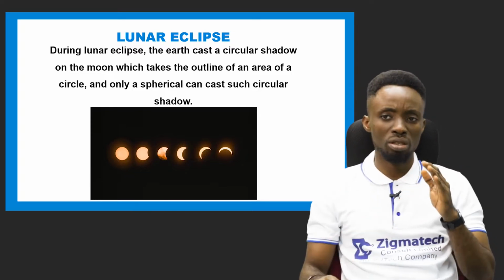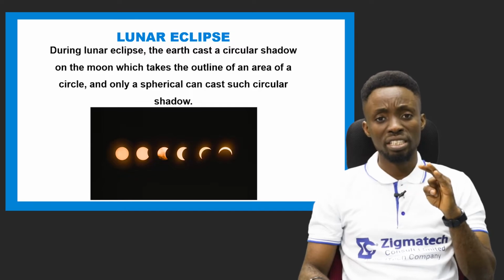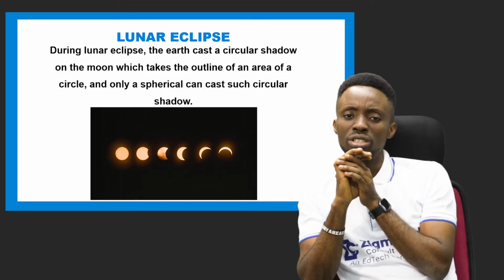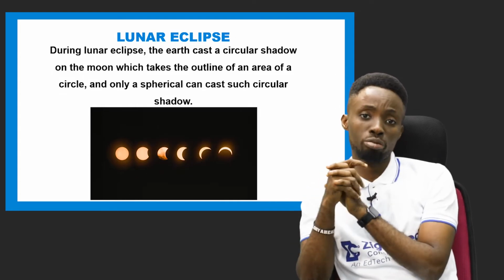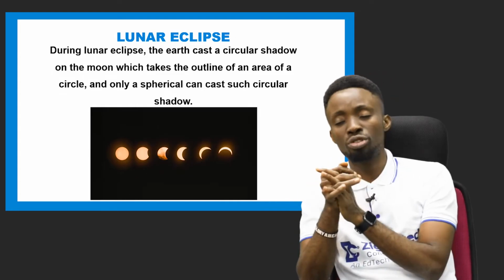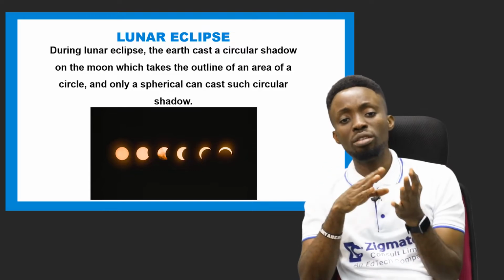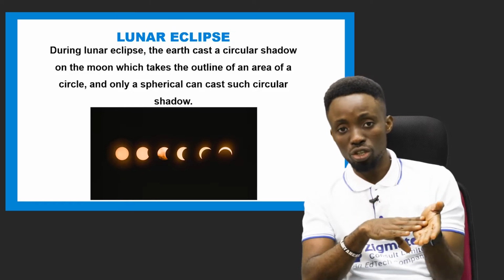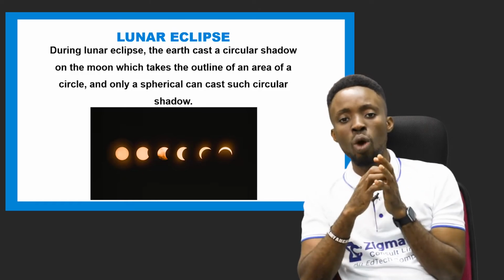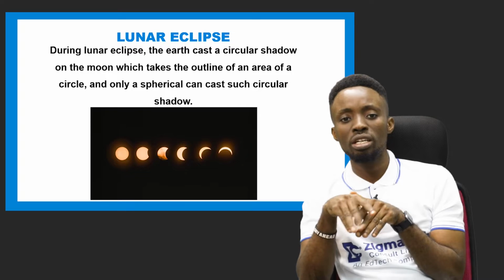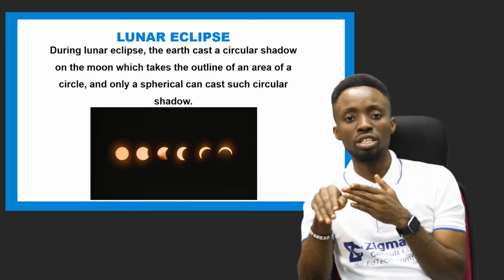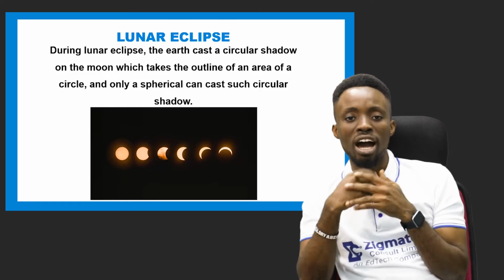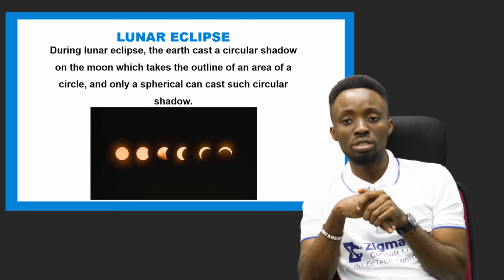Now, lunar eclipse. In a lunar eclipse, the Earth casts a shadow on the moon. One thing about the moon is that it is a non-luminous object, meaning that the moon cannot produce light on its own. And it definitely means that the moon depends on the sun for its source of light. So when the Earth is in between the moon and the sun, casting its shadow on the moon, we are definitely going to have what we call a lunar eclipse.